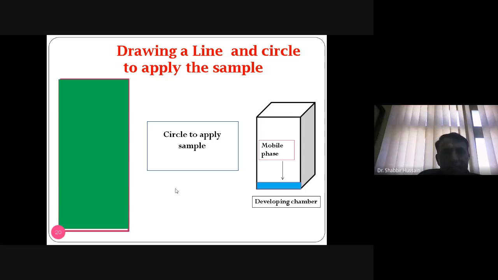Now, drawing a line and a circle to apply the sample at the bottom line. At the bottom of the TLC plate, draw a line like this one, right, with a lead pencil, and a circle to apply a sample. This circle is not much greater than the capillary. कैपिलरी में जो आपके पास सैंपल आएगा, आपने इतना ही छोटा सा सर्किल करना है. This circle is used to apply the sample, right?